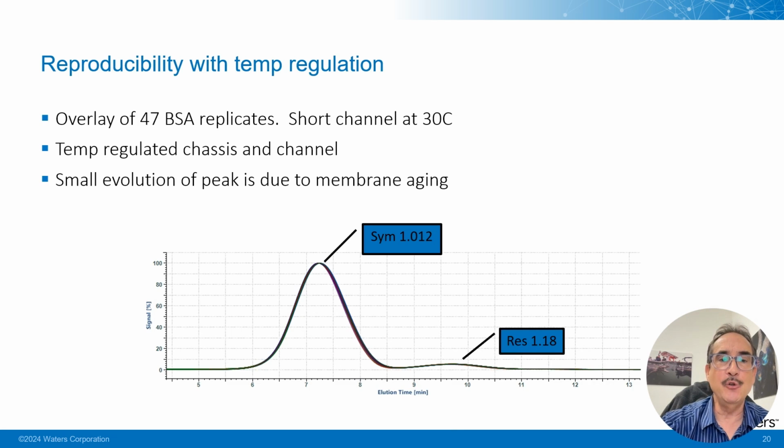And it makes a huge improvement in data quality. So here's an overlay of 47 replicates of BSA run over a long weekend, regulating the channel at 30 degrees C. Now the dwell time of the channel is only a few minutes, so there's essentially no degradation of the sample during that time. And now you can see they're very tightly bunched. There's a tiny little evolution here, and if you zoom in on this, that's due to the membrane aging. Very good reproducibility, very good overlays. Okay, so we've simplified the channel assembly, we've eliminated many of the corrosion issues, and now we've eliminated thermal drift problems.